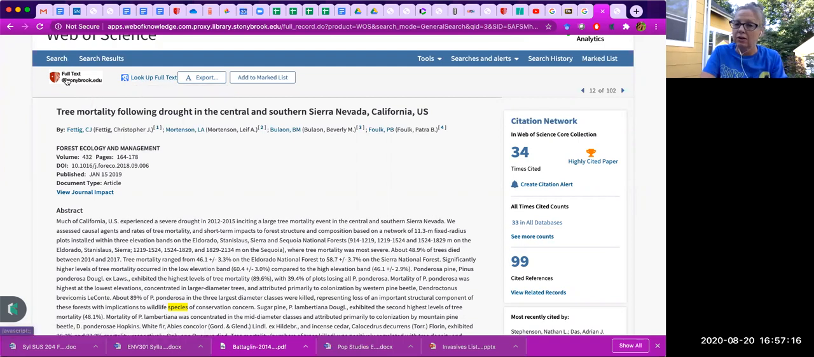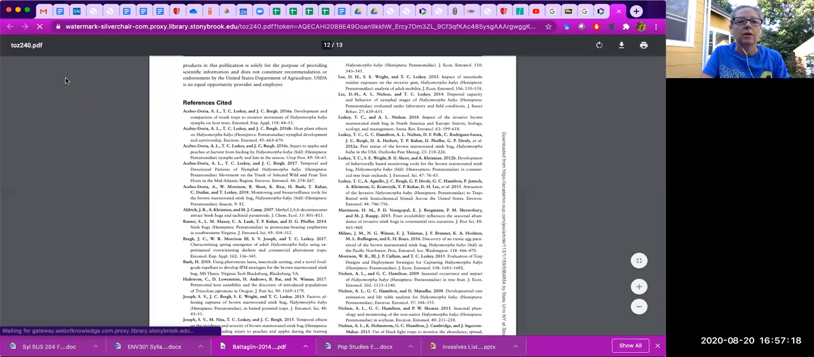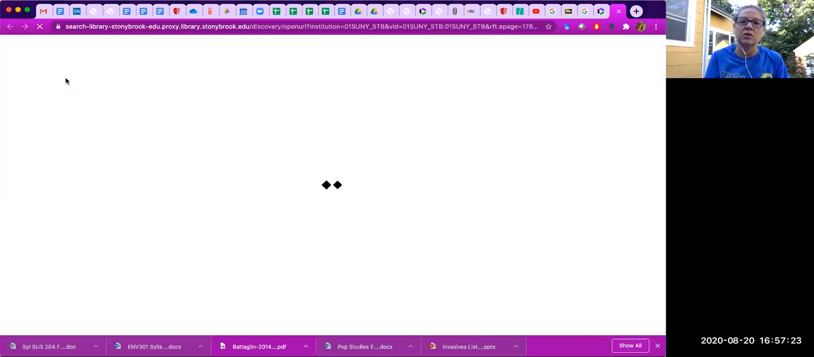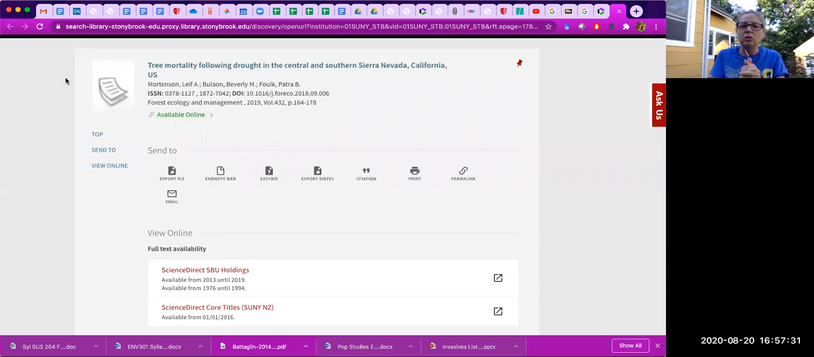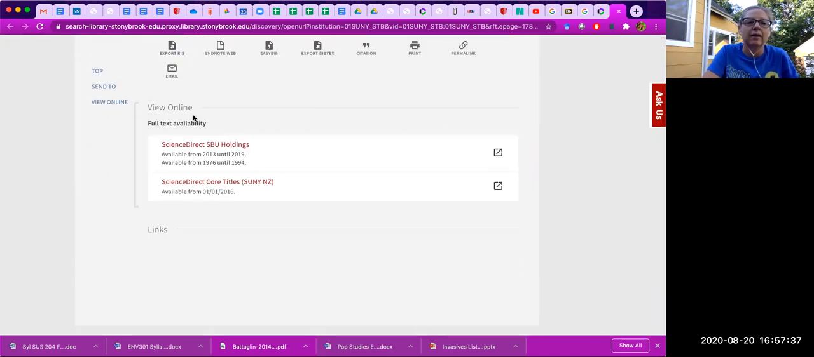We want to get it free from our library. So we're going to click on Stony Brook. Let's see what Stony Brook can do for us. A lot of times Stony Brook sucks. Okay, so it's bringing us to a really crappy site, right? Available online, sure, right?